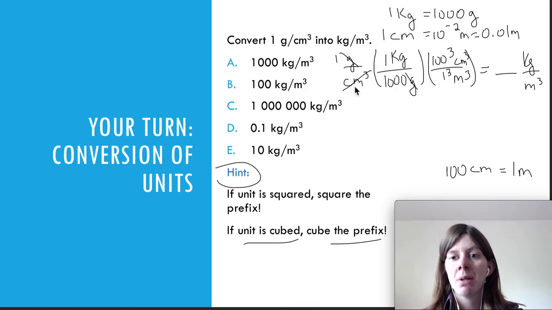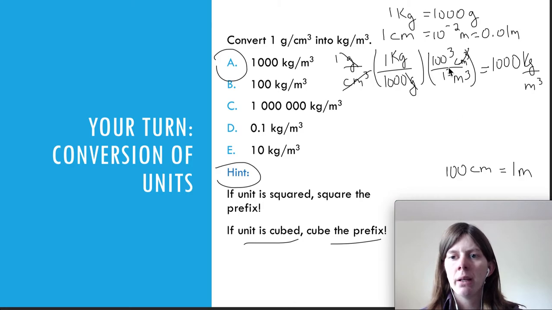So now the centimeters cubed will cancel out, and now you can go ahead and multiply it out. 1 times 1 times 100 cubed divided by 1 times 1,000 times 1. So 100 cubed divided by 1,000, which will give you 1,000. So that's the final answer. So the final answer was A here.